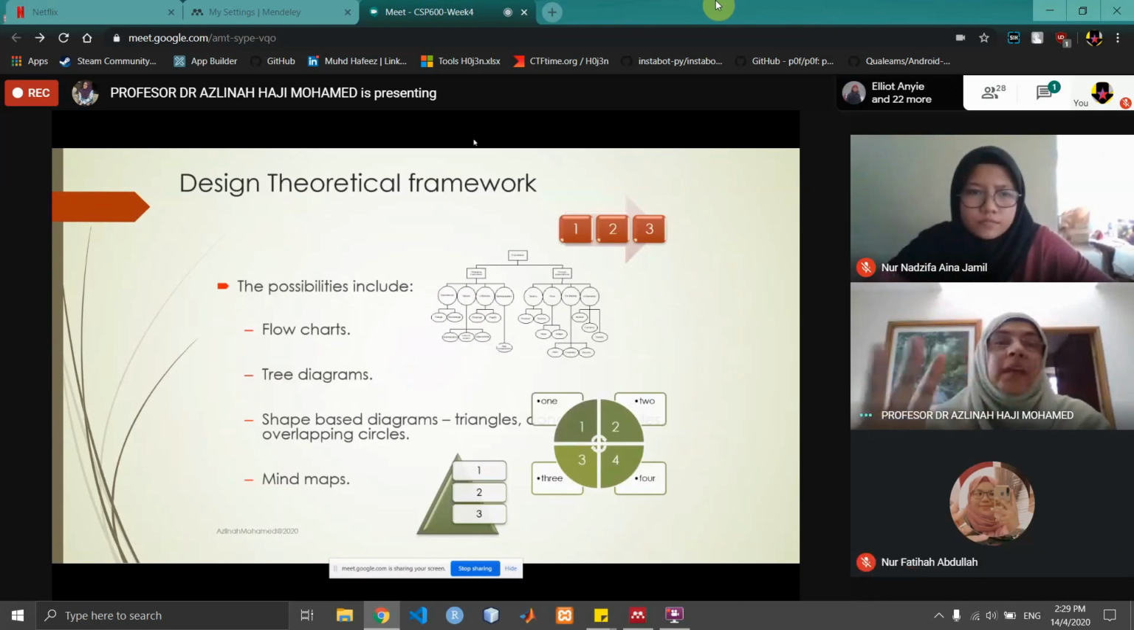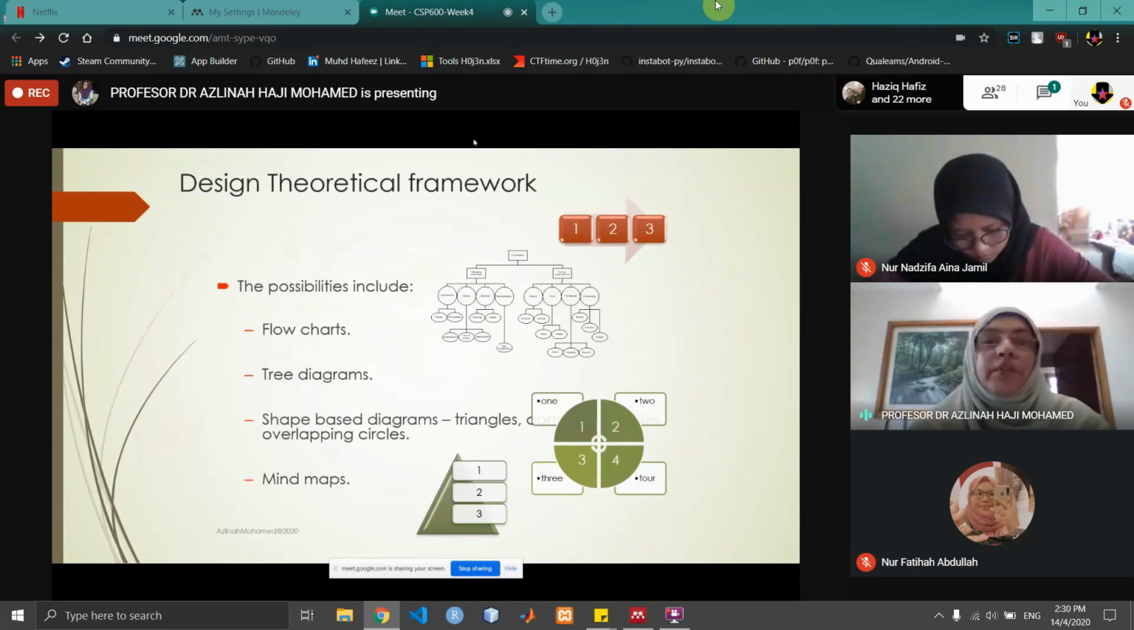Okay. Now, how do we design a theoretical framework? There are many ways of designing a theoretical framework. There are flowcharts, tree diagrams, shape-based triangles, overlapping circles, concepts that you can use. I don't want to dictate to you which design you should use, but it is up to you which is familiar and more comfortable for you to use.